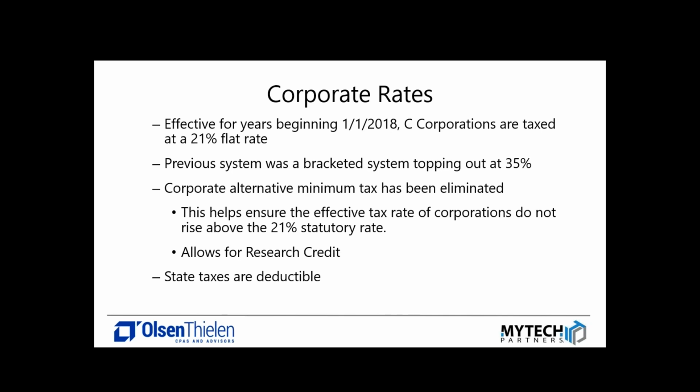As you may know, individual state taxes are capped at $10,000, so you only get a federal deduction for up to $10,000 of your state taxes. Whereas with C corporations, you still get to deduct whatever you pay.